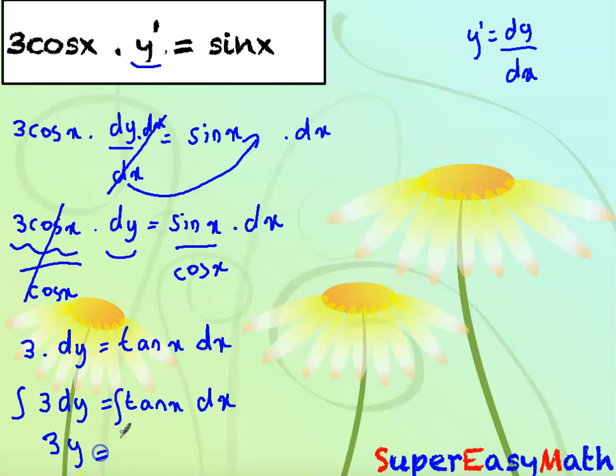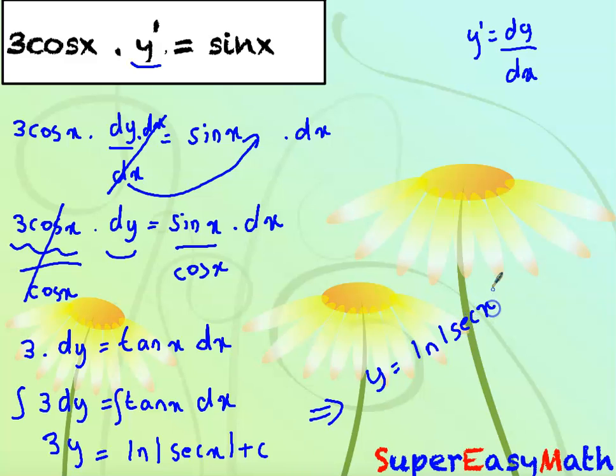3y equal integral for tangent x equal to ln absolute secant x plus c. So finally y equal to ln absolute secant x plus c divided by 3.